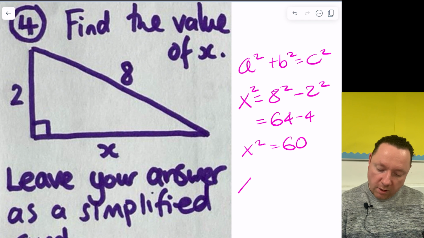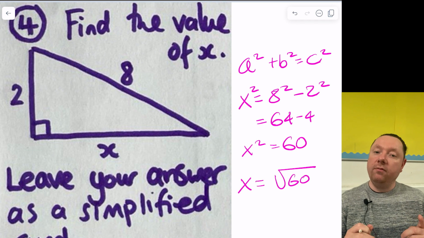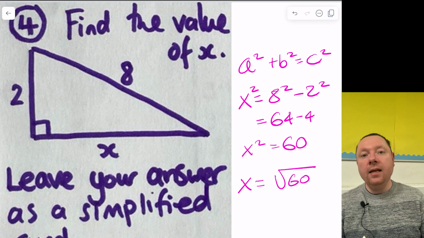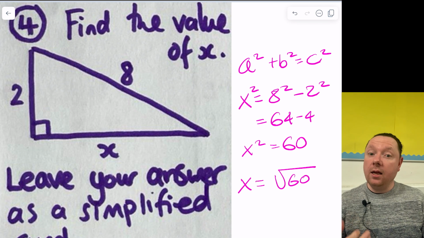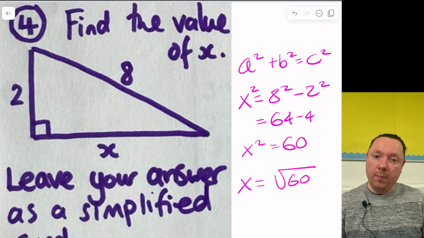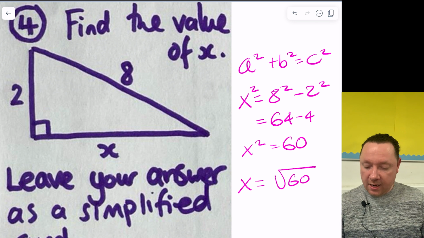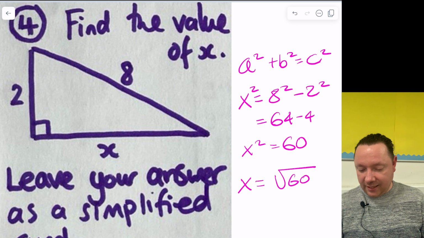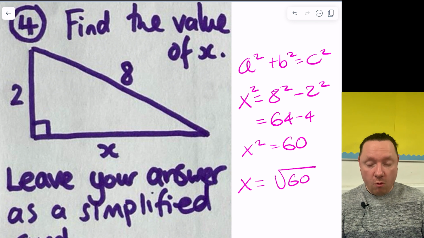So x must be the square root of 60. Now this is a surd. So I want to find two numbers that multiply together to make 60, and pick one to be the biggest square number you can. So numbers that go into 60, well, I think 15 and 4 here.